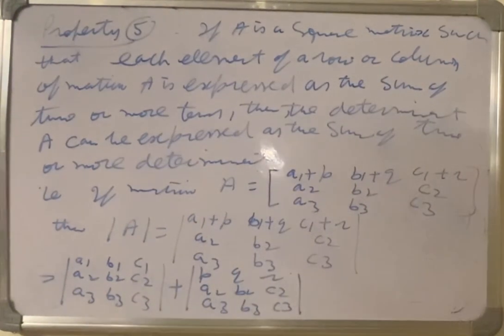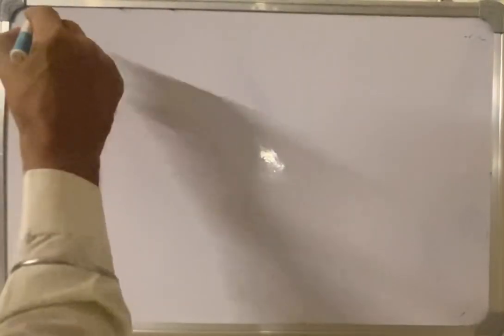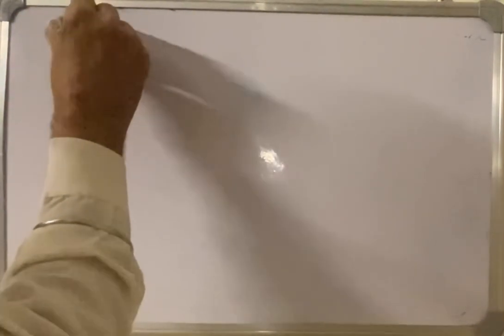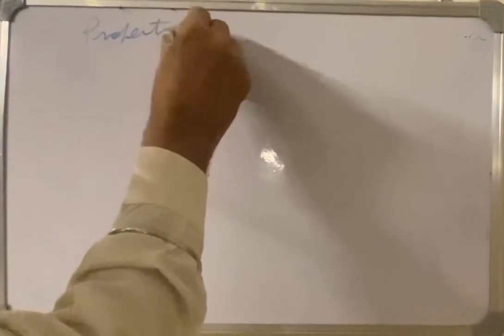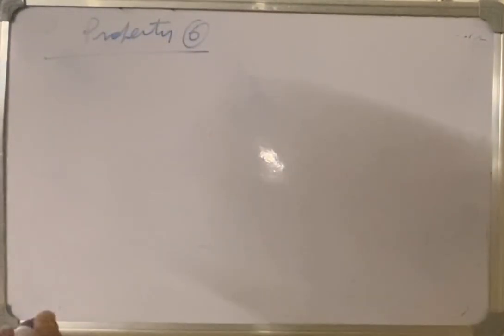So as we have done in the previous properties, first, second, third, in the same way you can expand these two. You will find that the property will be satisfied. Then we take the next property, property 6.